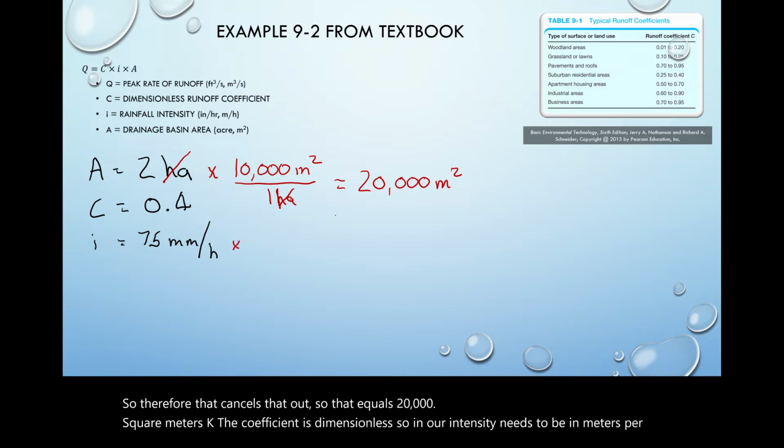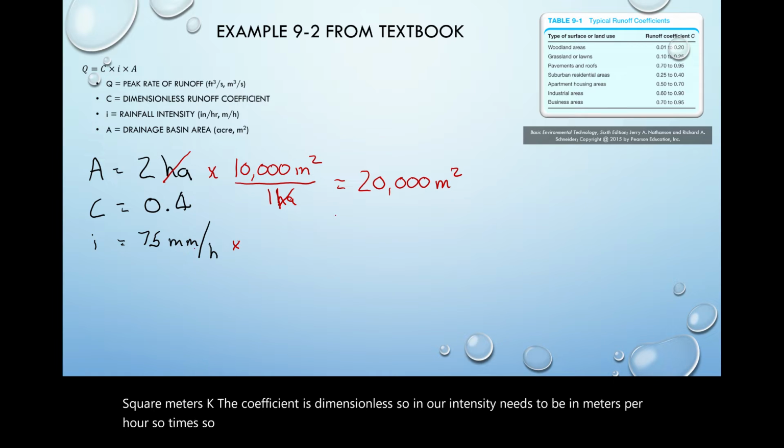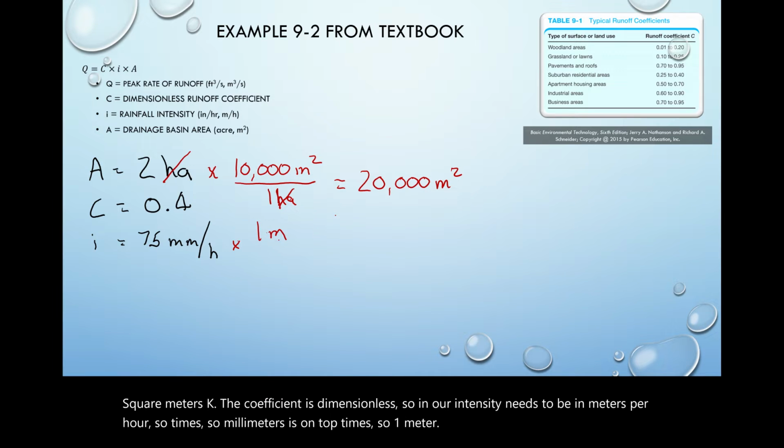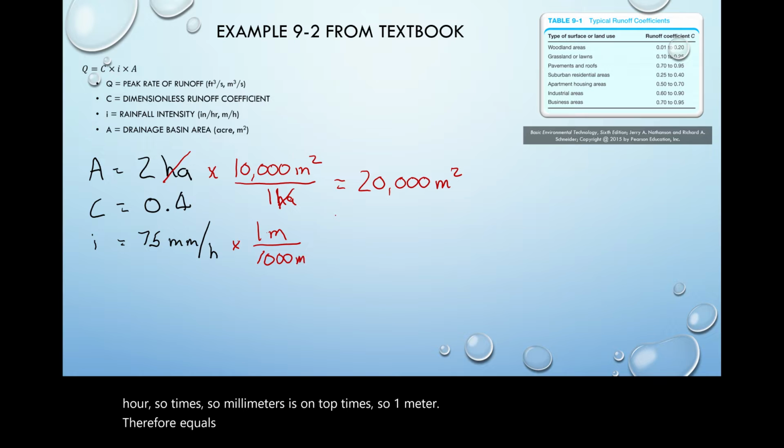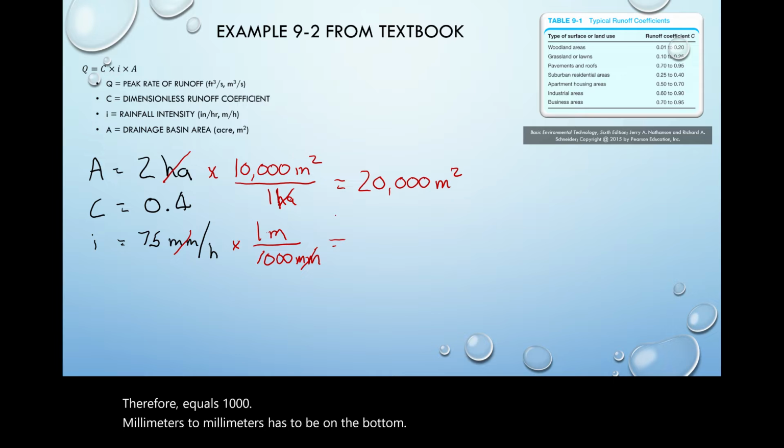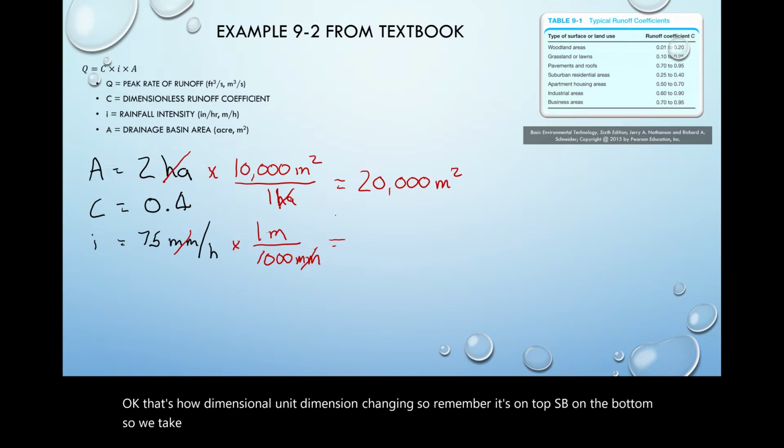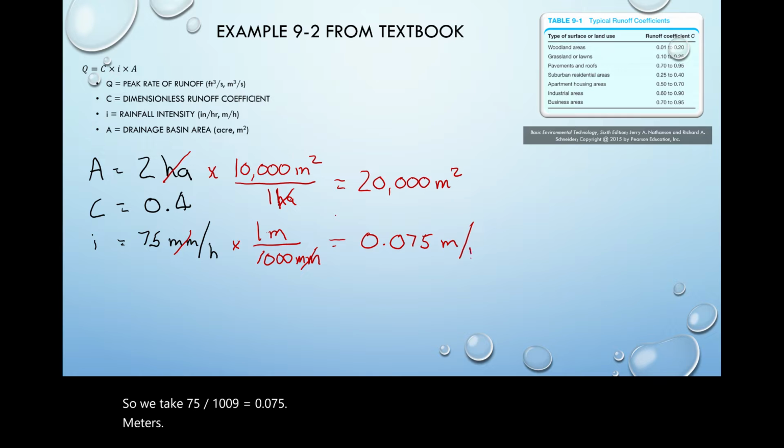So millimeters is on top, times 1 meter per 1,000 millimeters. The millimeters has to be on the bottom. That's how dimensional unit changing works. So remember, if it's on top, it has to be on the bottom. So we take 75 divided by 1,000, and that equals 0.075 meters per hour.